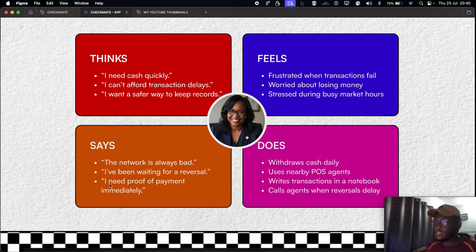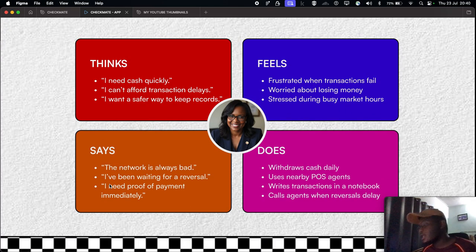And then what she says is the network is always bad. She's using products where the network is always bad, always frustrating her. She has been waiting for a reversal, right? There was a transaction that happened, and she was meant to get a reversal, but she hasn't gotten that. And she also needs proof of payment immediately. She wants to be able to see proof of payment on that app sharp sharp.